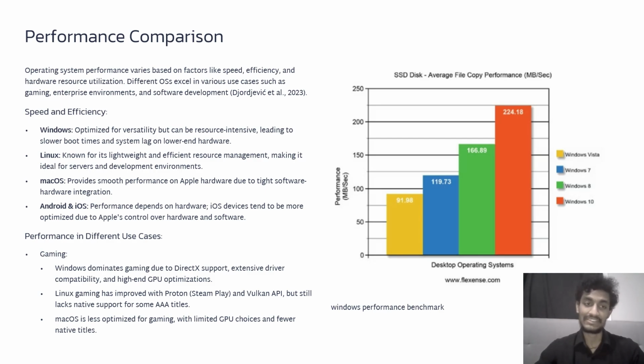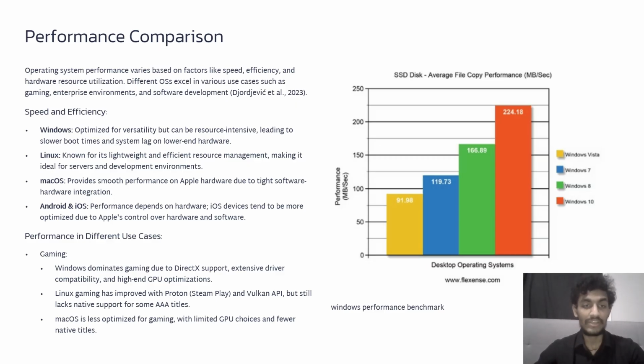Speed and efficiency. Windows is optimized for versatility but can be resource intensive, leading to slower boot times and system lag on lower-end hardware. Linux, known for its lightweight and efficient resource management, is ideal for servers and development environments. macOS provides smooth performance on Apple hardware due to tight software-hardware integration.